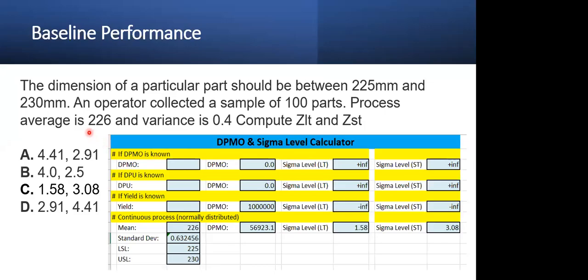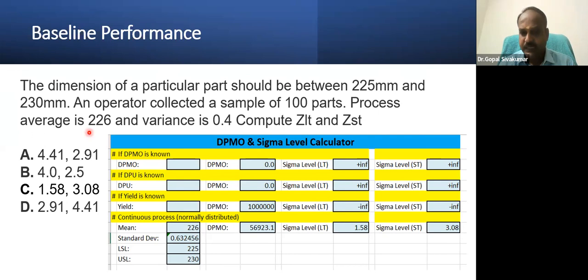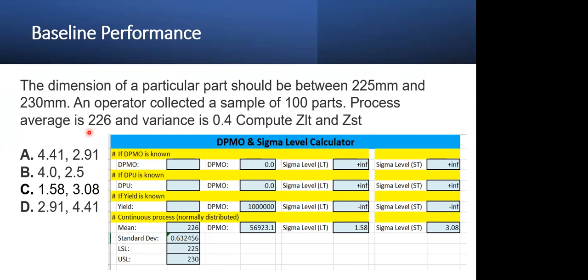Now let me show you the slide. You can find out the answer easily now. Sir, one small clarification. Yes, please. ZST is equal to ZLT plus 1.5, or is it the other way around? ZST equals ZLT plus 1.5. You are right. Always short-term capabilities will be higher than the long-term capabilities. That's what I wanted to know. Okay, sir. Thank you.